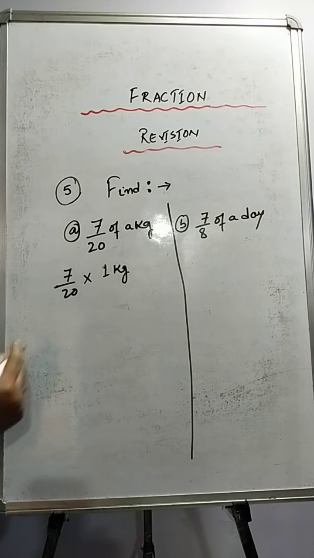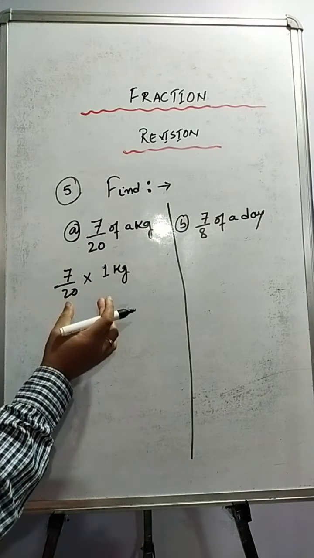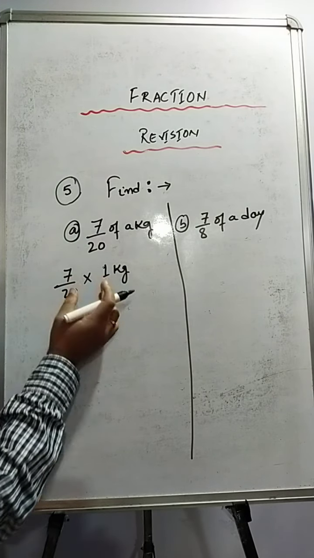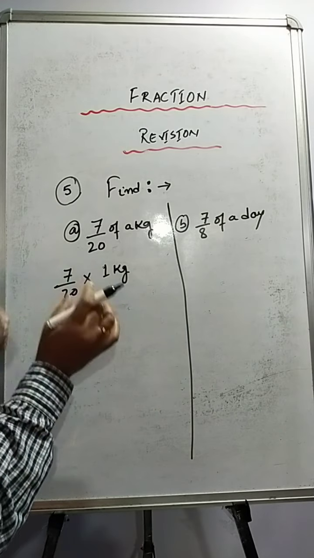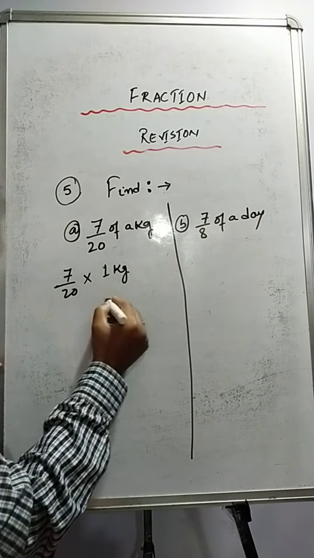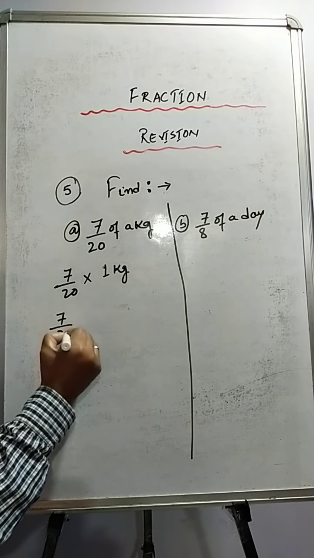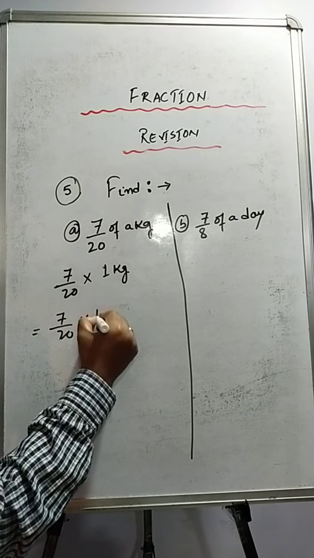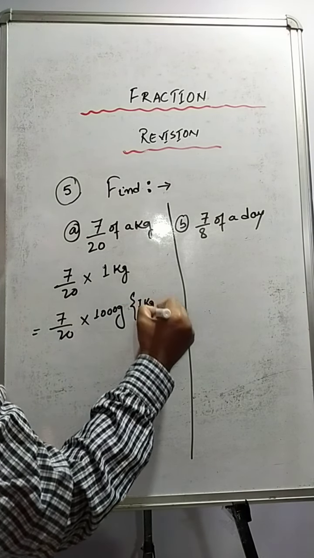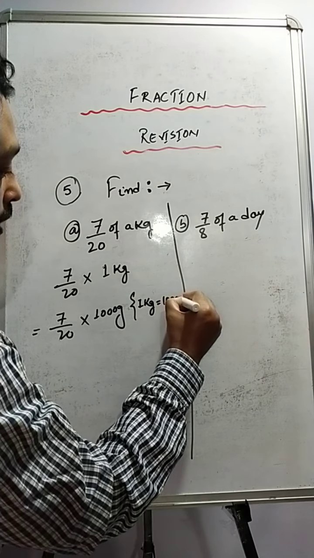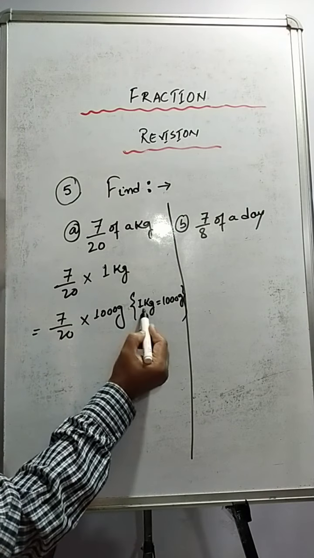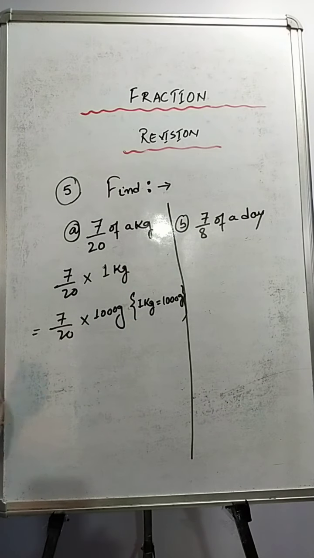Okay. Now you see, it is quite an uncomfortable number, isn't it? 1 kg. So if you multiply 7 by 20 into 1, the answer will come the same only. So in this case, you have to convert this 1 kg into gram form. So 7 by 20 into 1000 gram. Why have we written this? Because 1 kg is equal to 1000 gram. So in place of 1 kg we have written 1000 gram. Now you can reduce it.